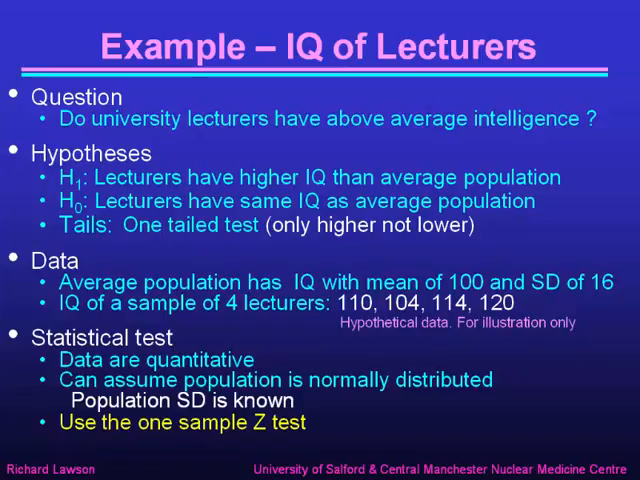So what statistical test are we going to use? Well, the data are quantitative. We have some numbers for IQ. We can assume the population is normally distributed because that is pretty well how IQ is defined, and we also know the population standard deviation, 16. That's part of the definition of IQ. So we have everything that we need to use the one sample Z test.